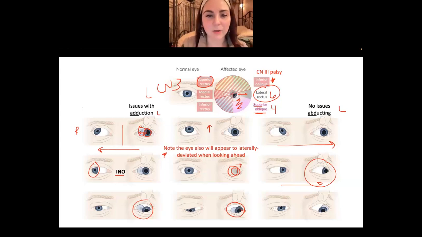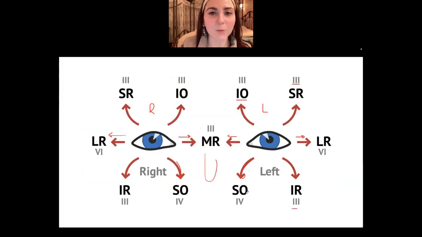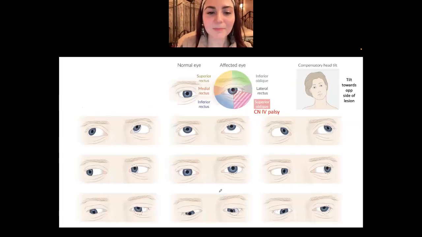This would be affected if the inferior oblique, not the superior oblique, gets affected. But they will ask about muscles of the eyes because there are so many of them. But I like this picture. It's a nice little summary.